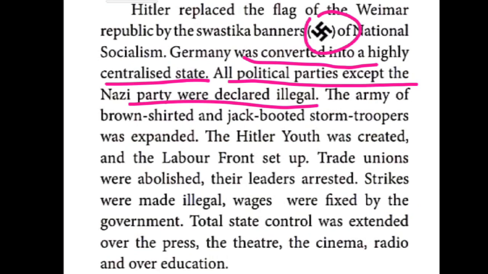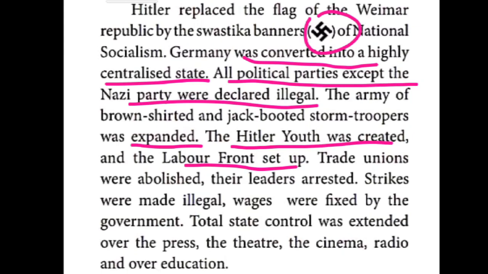Then the army, Hitler's army, consisted of brown shirts. At the same time, Mussolini's army had black shirts. They used to wear only black colored shirts, the military people. Hitler's army, brown shirted as well as jack-booted, one word answer. The jack-booted stormtroopers were expanded. What does expanded mean? Enlarged. The Hitler Youth was created. At the same time, the Labor Front was set up.